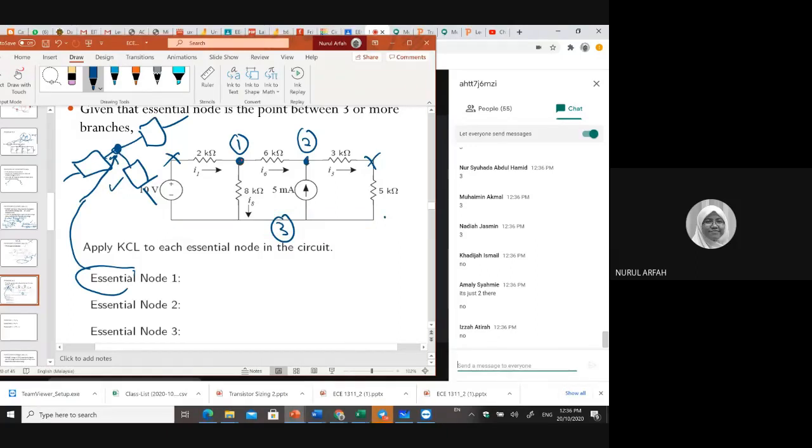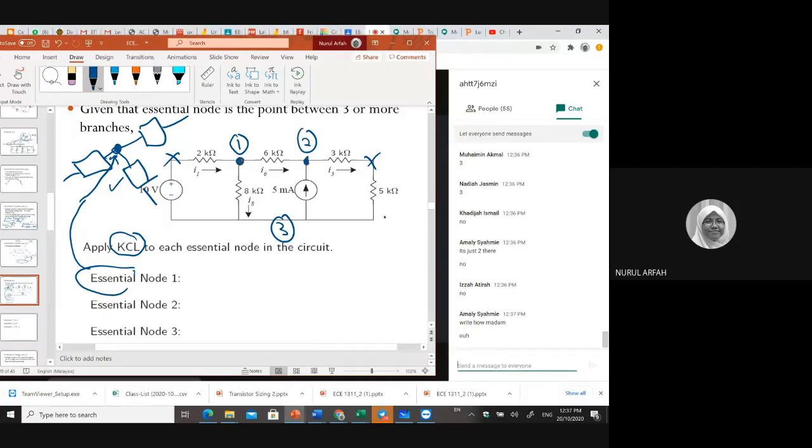Okay, number 1 first. Cepat. Kita nak pergi makan ni. What is the equation for KCL at the first essential node? Write it down in the chat box here.